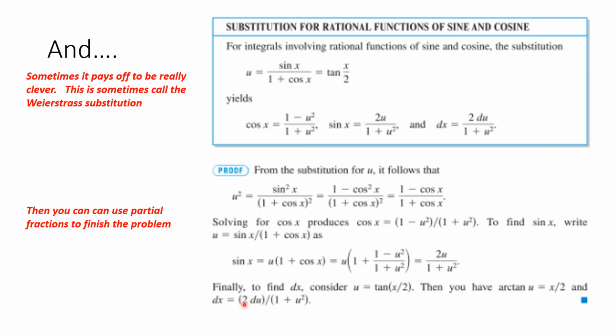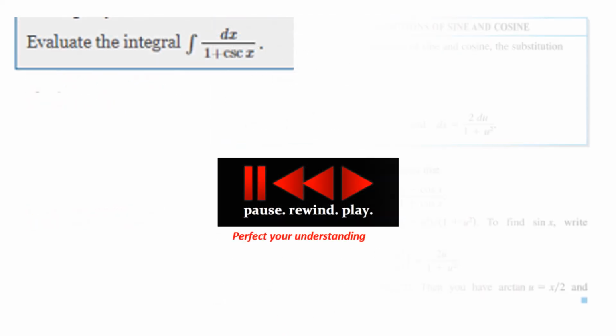This has been called by the great contemporary mathematician Spivak actually a very clever substitution. In fact, why don't we do one more problem? Evaluate the indefinite integral dx over 1 plus cosecant x. You know what to do. Let's see how you did.